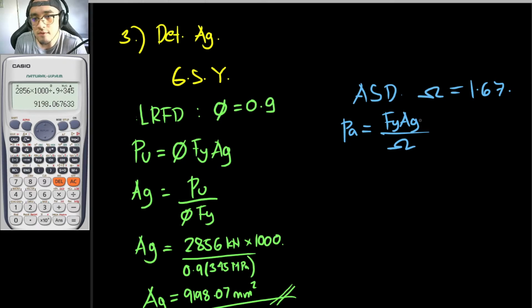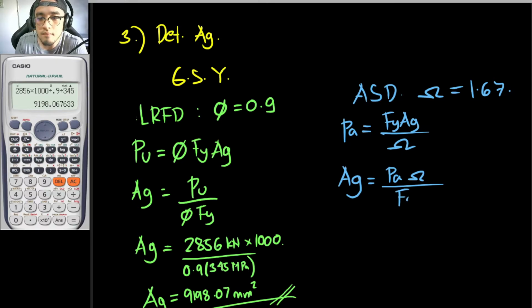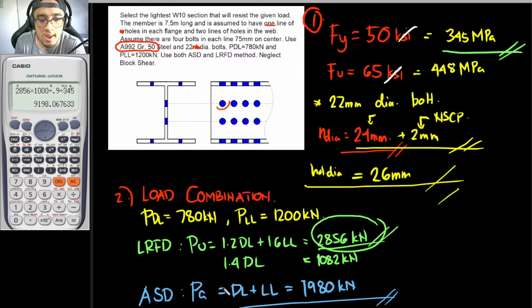Okay, once again, solving for this one right here. So for your PA, guys, for your value for your AG, cross-multiplying, AG is now to be equal to PA times omega divided by Fy, and substituting known values once again. So AG is to be equal to, so what is PA? So we have determined that already. Our PA is to be equal to 1980.